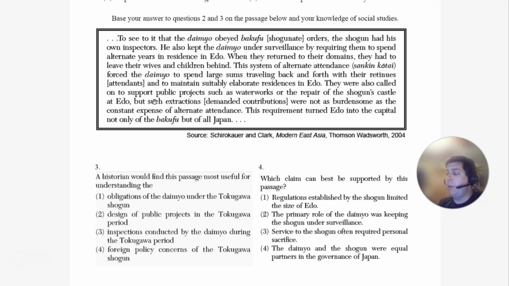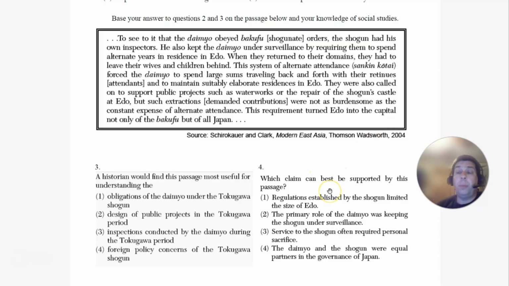You don't need to apply your outside knowledge to this. It says, how would a historian find this useful? If it doesn't mention foreign policy, then this document is not useful for showing that. If it's not showing me the designs of these public projects, then it's not helpful for understanding the design of the public projects. It's not helpful in understanding the inspections that were conducted. It's not doing that, right? So it doesn't help me understand this. Therefore, the obligations or the requirements of the daimyo, the answer is 1.